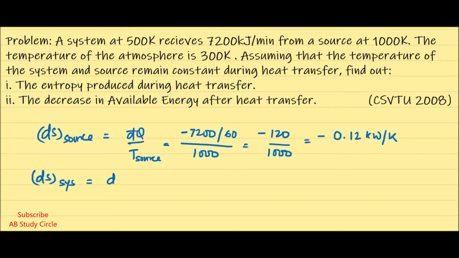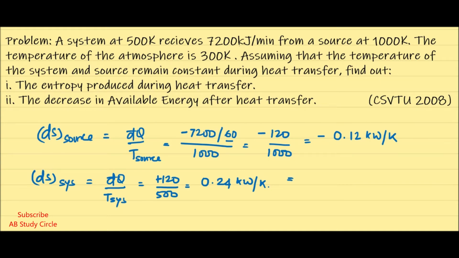Now let's find out the entropy change for the system. The system is receiving the same amount of heat that is being rejected from the source, so it will be positive. I am writing 120 by the system temperature, 500 Kelvin, so it will be 0.24 kilowatt per Kelvin. This is kilowatt because it is in kilojoule per minute, and we have converted it into seconds by dividing by 60, so it will be kilojoule per second, that is kilowatt.